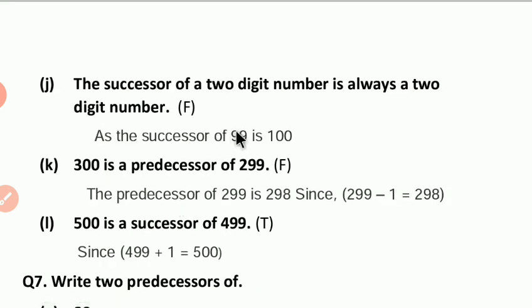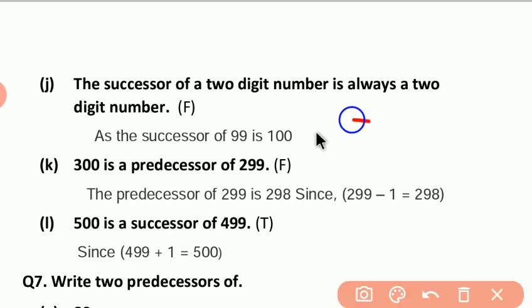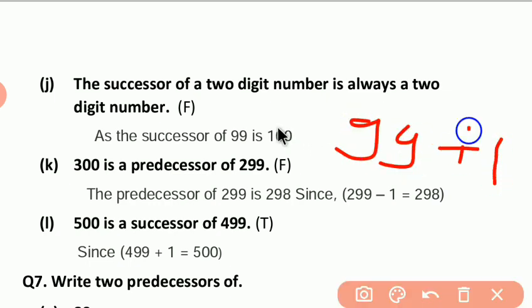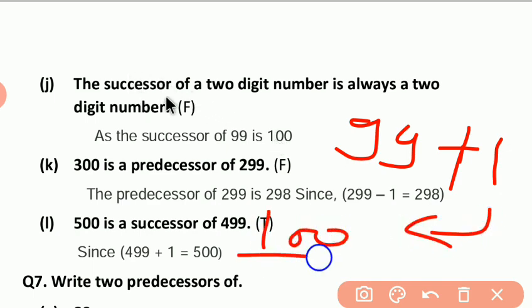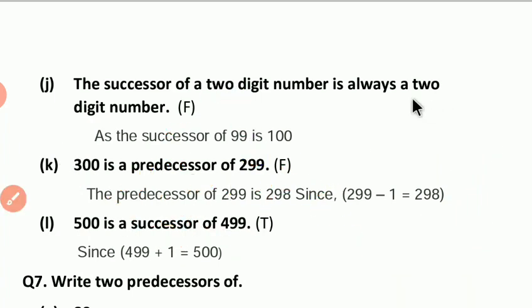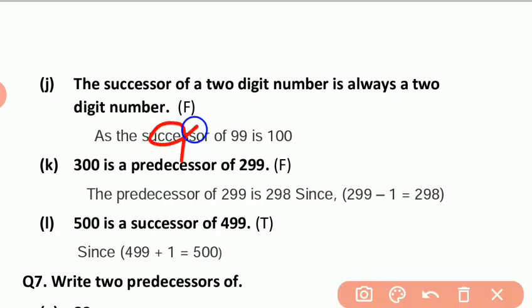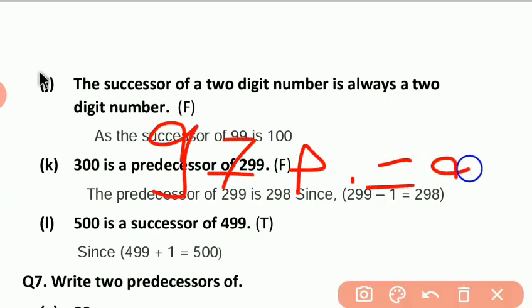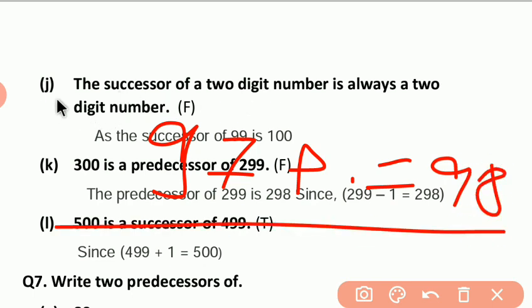Then J, the successor of a 2-digit number is always a 2-digit number. For example, you can take any 2-digit number. Here we have taken 99. If we find the successor, the number which comes after 99, we have to add 99 plus 1. So 99 plus 1 is 100. And we know that 100 is a 3-digit number. But here what is given? The successor of a 2-digit number is always a 2-digit number. So it is wrong that it will always be a 2-digit number. If you take 97 plus 1, 98, it is a 2-digit number, but this case is not possible always. So answer will be false.